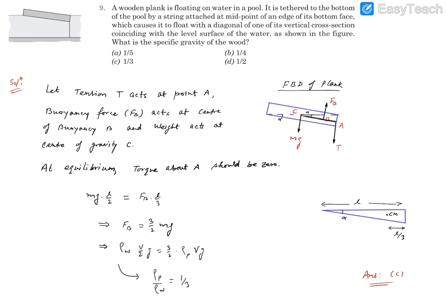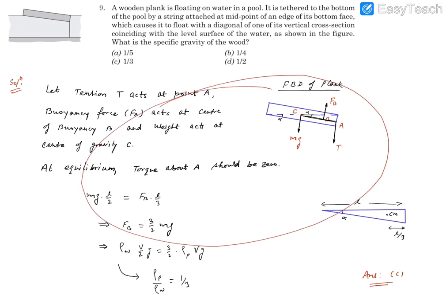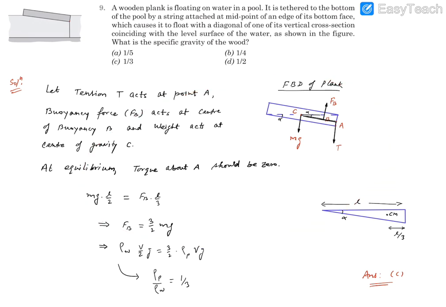After understanding the question, we can solve like this. We assume that tension is T, which is acting at this point A. Again, we are working in 2D, and we are drawing the free body diagram of the plank. Since it is in equilibrium, forces must be balanced and torques must be balanced. Buoyancy force is FB, and it acts at the center of buoyancy, let's say point B. The total weight acts at the center of gravity, let's say point C.